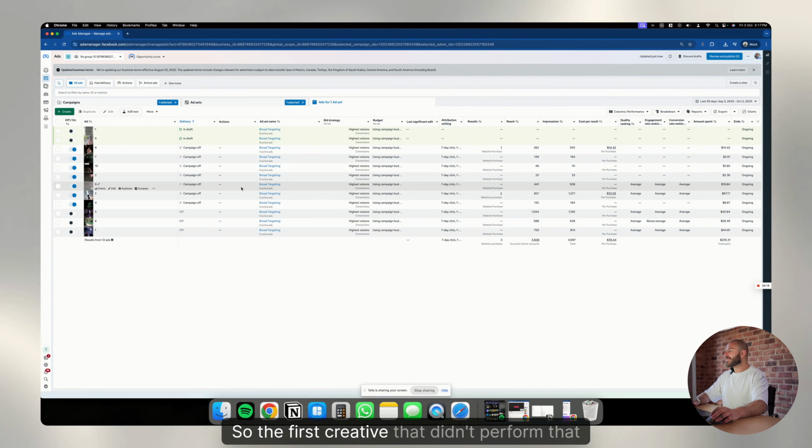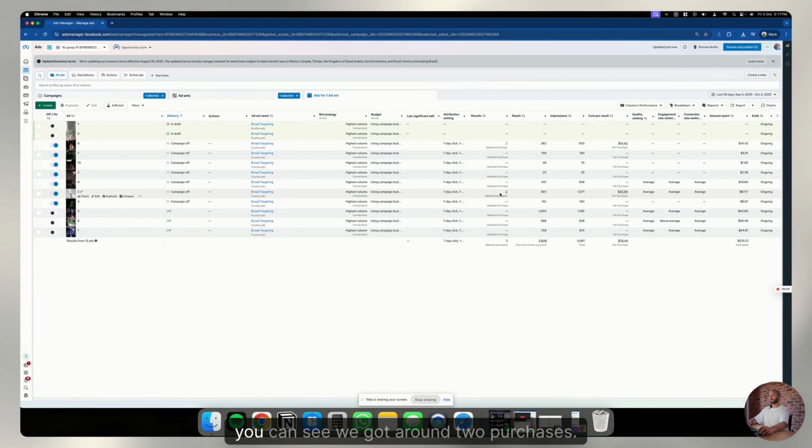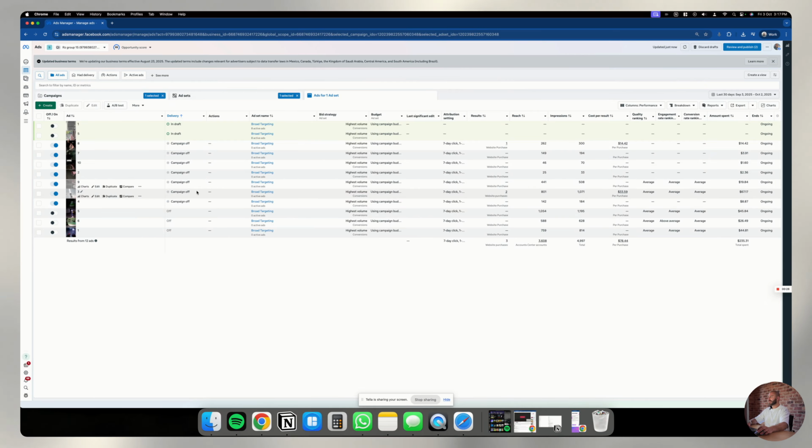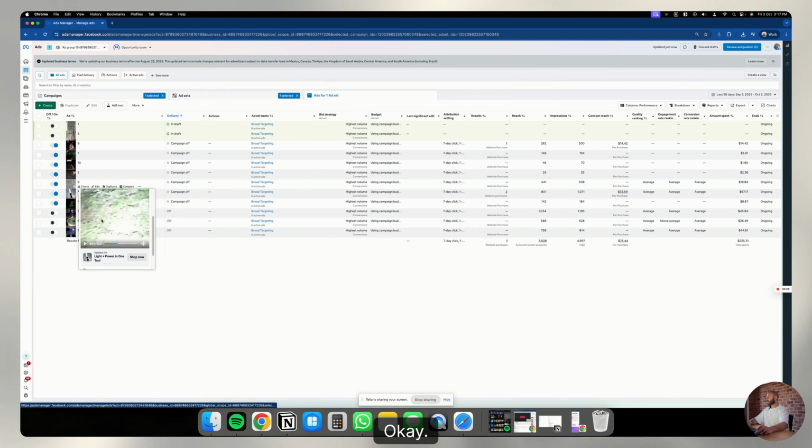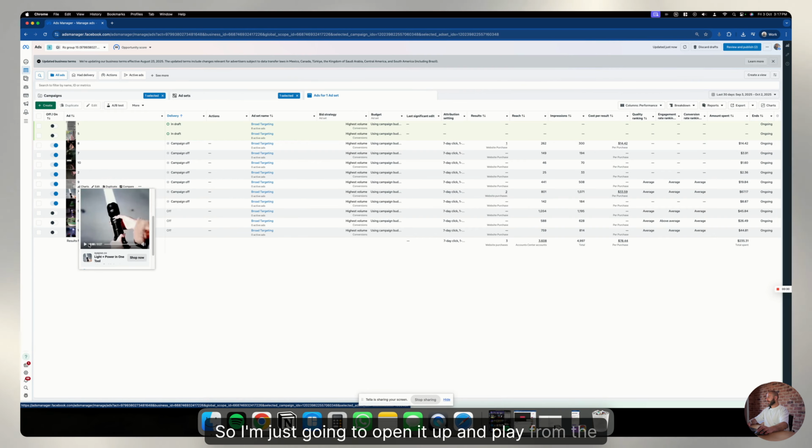So the first creative that didn't perform that well, you can see we got around 2 purchases. It was $33 per purchase, which is not very profitable for us. And let me show you the video. Okay, so I'm just going to open it up. I'm playing from the beginning.